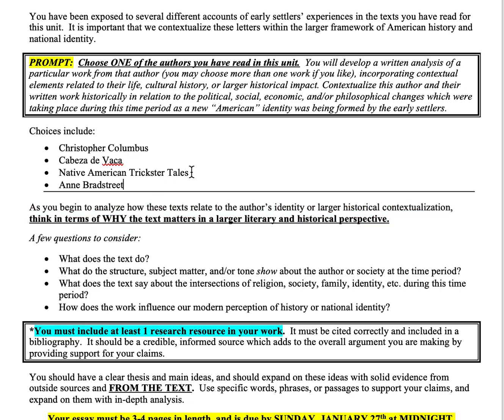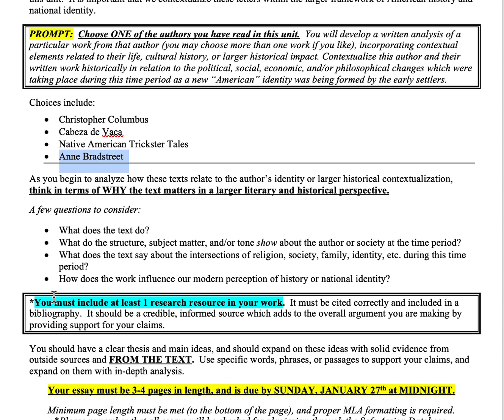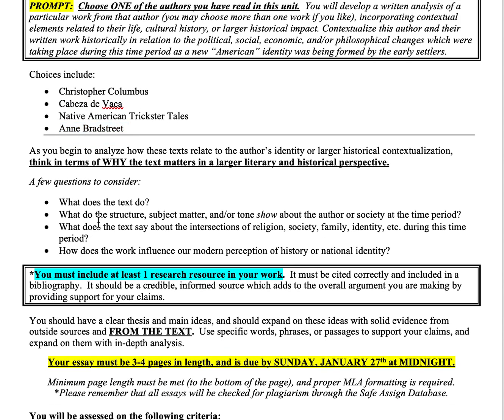Why does it matter that we study Native Trickster Tales from Native American tribes? Why does it matter that we study something like Columbus's letters or Cabeza de Vaca's letters and how they position what it is to be an American in this very early America? Same thing with Anne Bradstreet. But again, most importantly, keep the focus on analyzing the literature as literature.